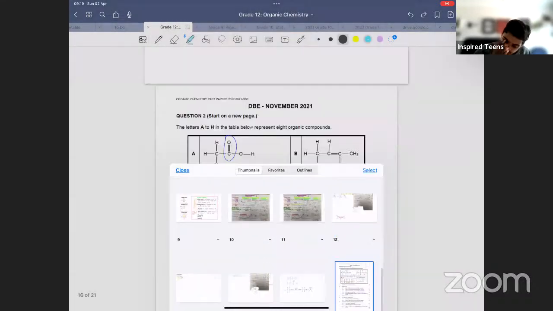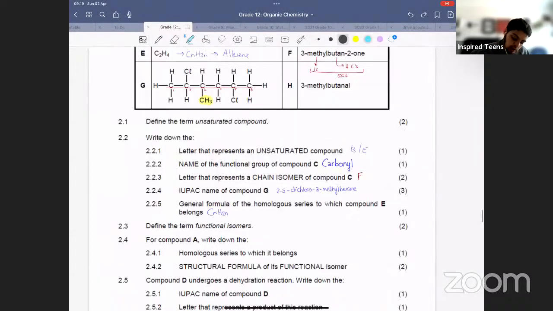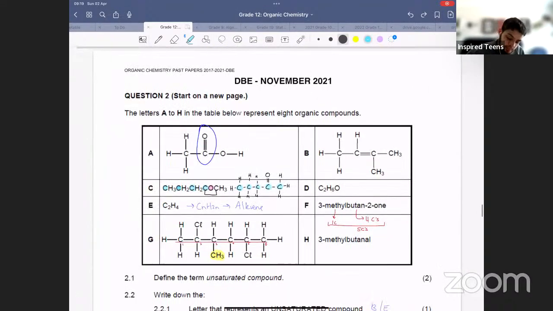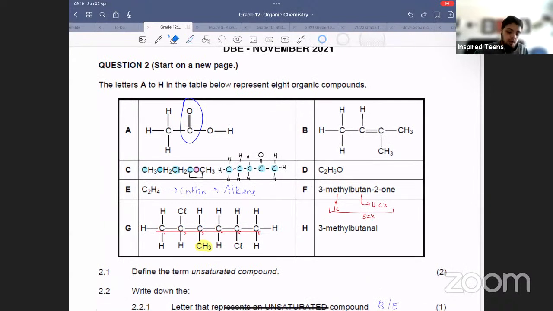Let's continue. So yes, that's the definition. 2.4, for compound A, write down the homologous series to which it belongs. Okay, tell me, what homologous series does compound A belong to?